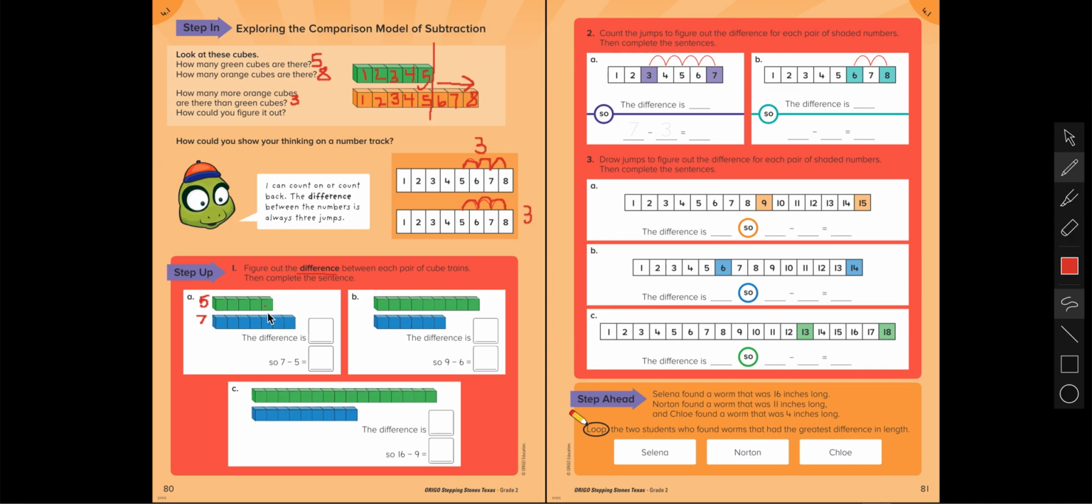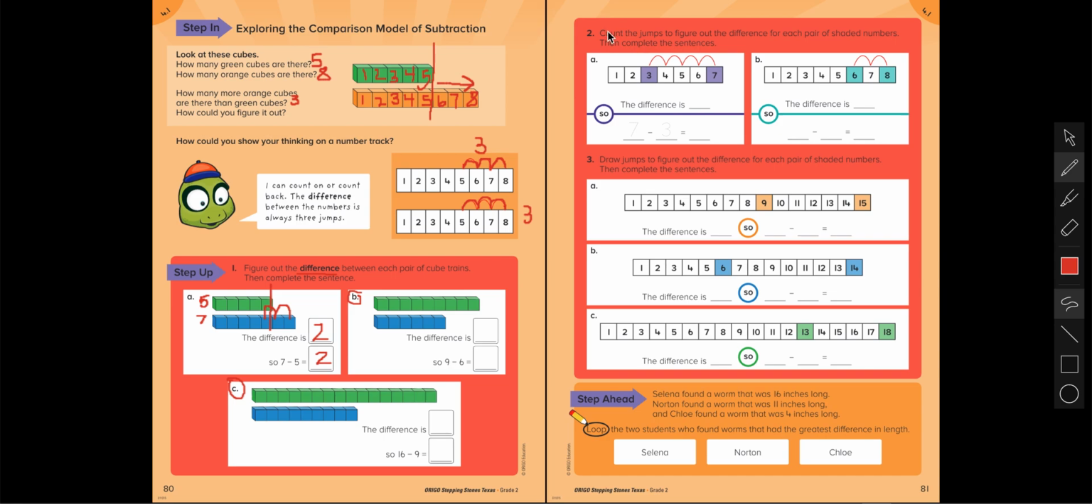Now, if you can't find your cubes, remember we could do this where we cut, or I can count back. If I wanted to count back, I could do 1, 2. Because I know that I have the same amount here, I had to count back to see how many I had. So I know the difference is 2. So I know 7 minus 5 equals 2. Now you're going to do letter B and letter C on your own.